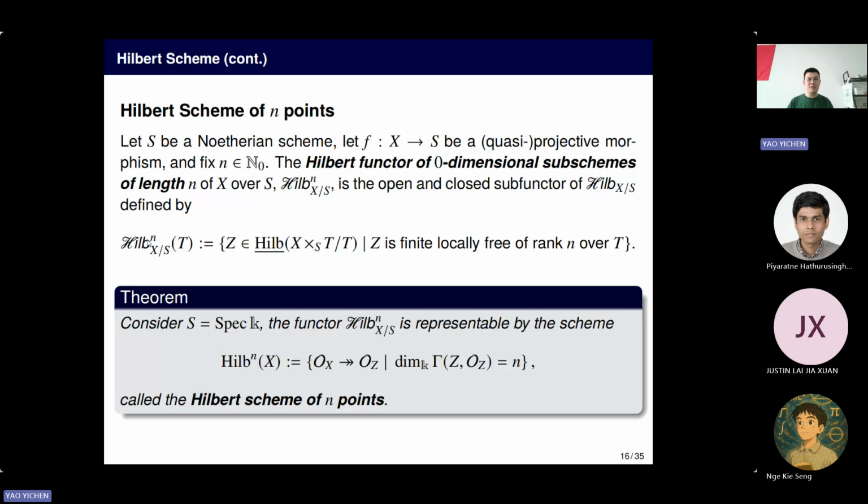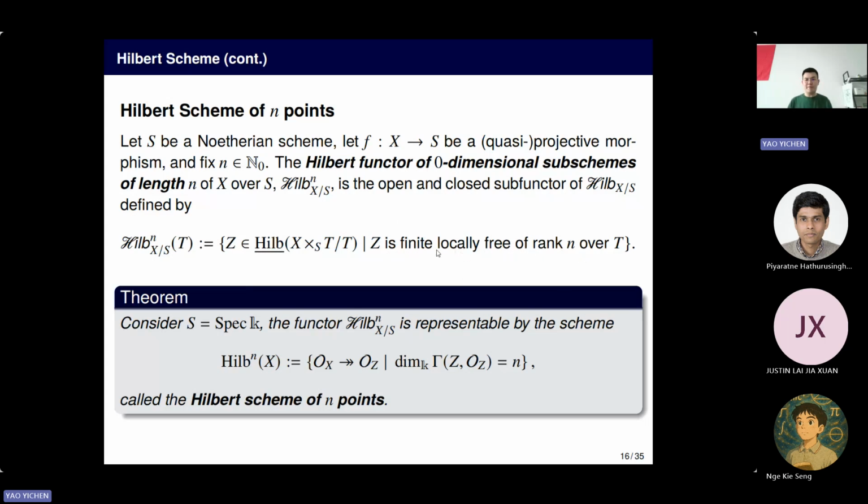So we define this Hilb^n(X/S)(T) to be the closed subschemes in the whole Hilbert set that are finite locally free of rank n.